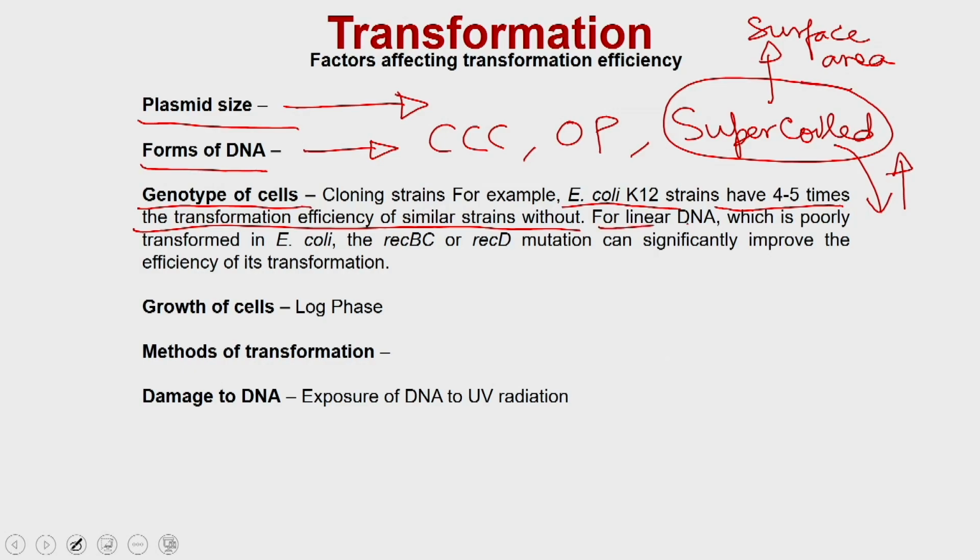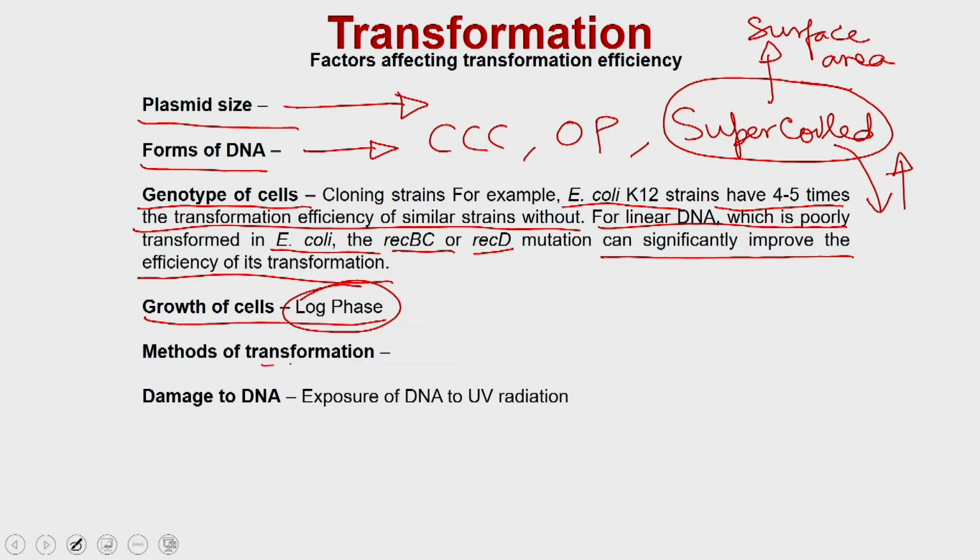For example, linear DNA is poorly transformed. Compared to closed circular DNA, linear DNA is not getting transformed very efficiently in E. coli, but if you have an E. coli strain which has mutations in these two genes, recBC or recD, then it improves the transformation efficiency very significantly. Then, as we have already discussed, if you are preparing competent cells, you always have to try to use log phase cells.